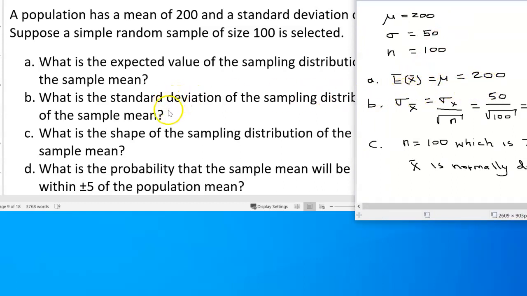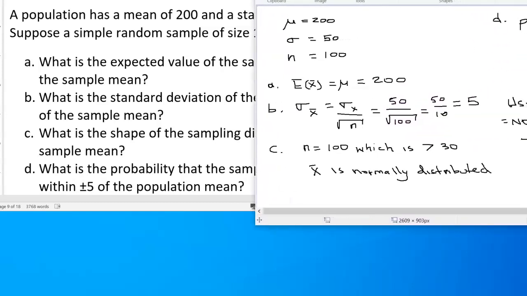The next thing we need is the standard deviation of x bar, which is sigma x bar. Another name for this is the standard error of x bar. The formula for that one is sigma over the square root of n. So we plug our sigma in and also our n. So that's 50 divided by the square root of 100, which is 50 over 10, which is just 5.